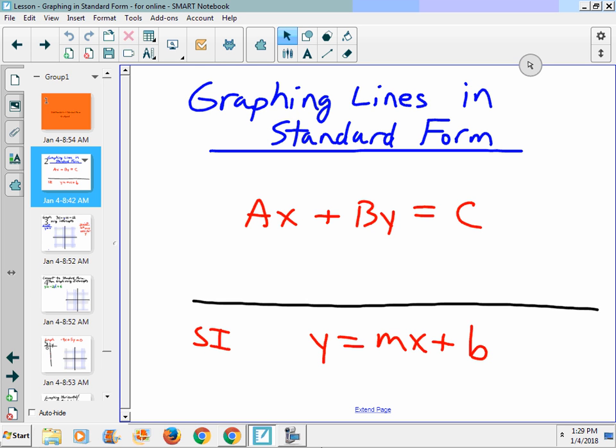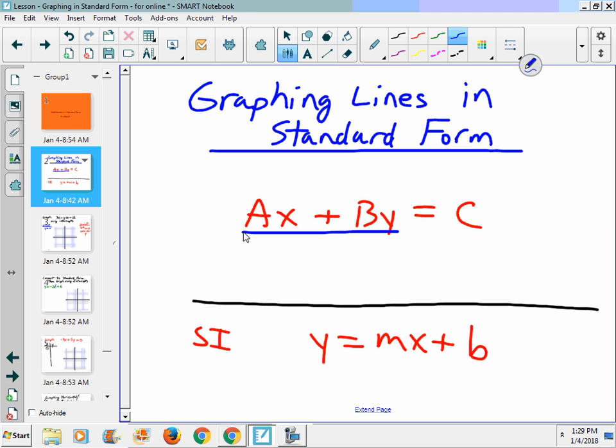Hello everybody. Today we're going to talk about graphing lines in standard form. Standard form is ax plus by equals c. So as you can see, the x and y terms are on the same side of the equation. An example of a line in standard form would be something like negative 3x plus 5y equals 40. And again, x and y are just on the same side of the equation.